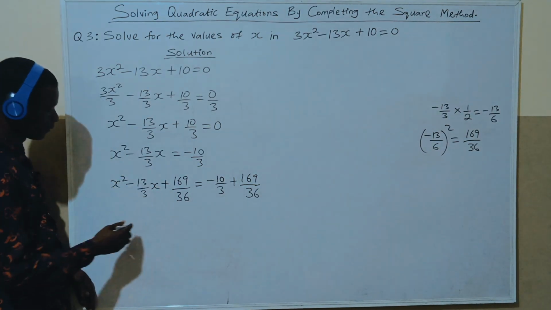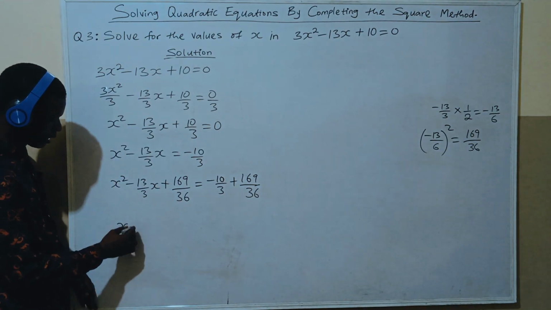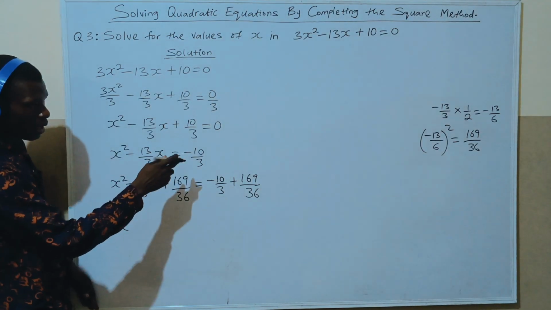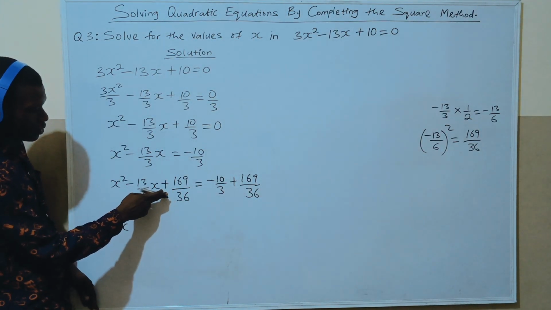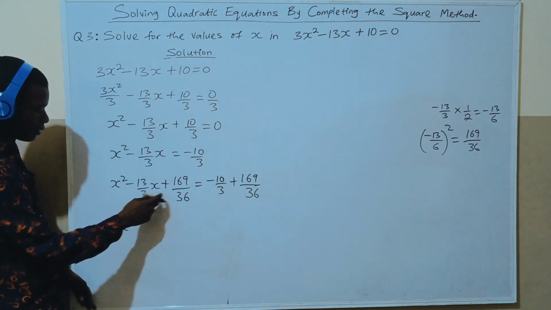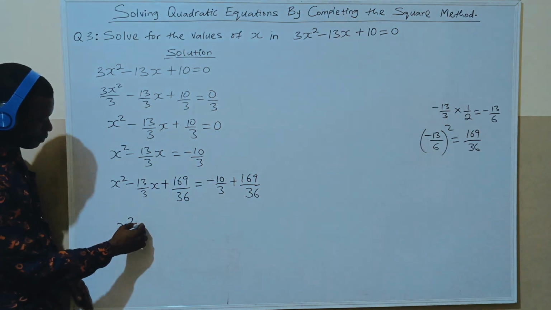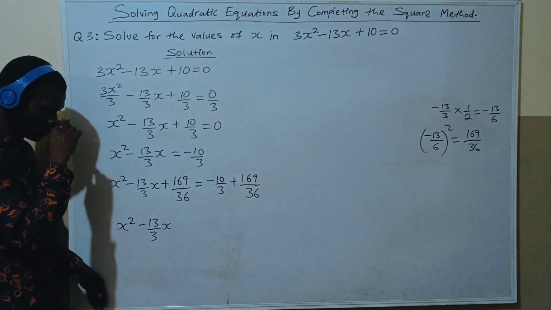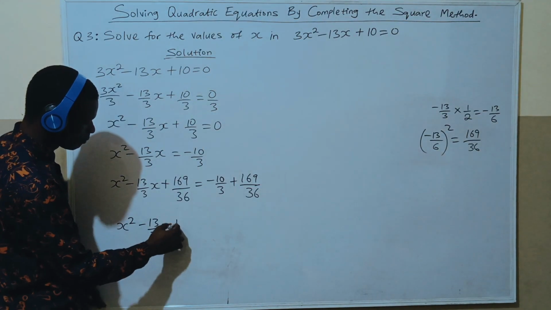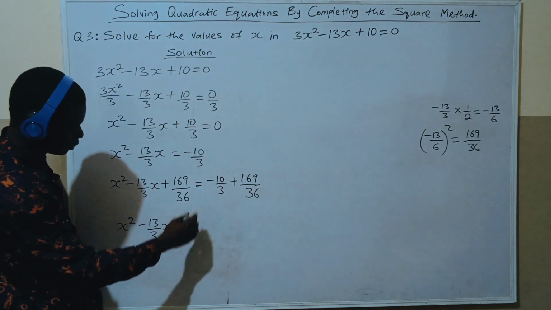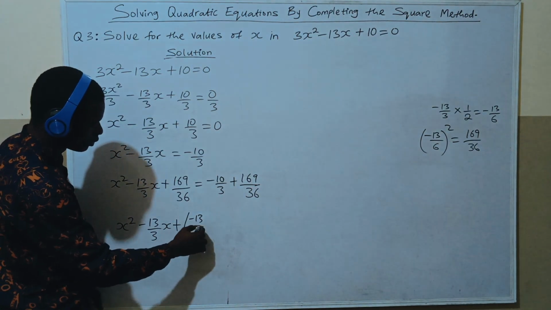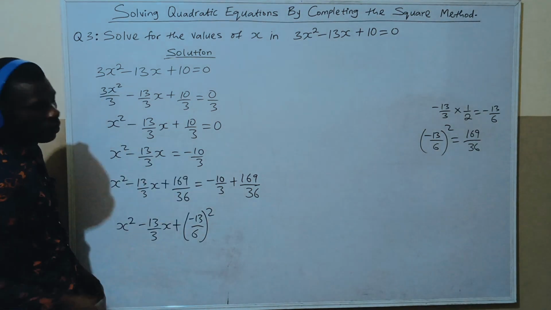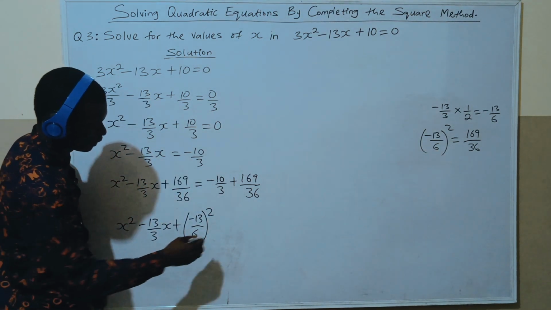So let's tidy up the left hand side. That's going to be by x, because this is x squared. Sorry, we write x squared still minus 13 over 3. I was almost forgetting that. And then plus bracket open negative 13 over 6, which is to be squared. That's the representative of 169 over 36.